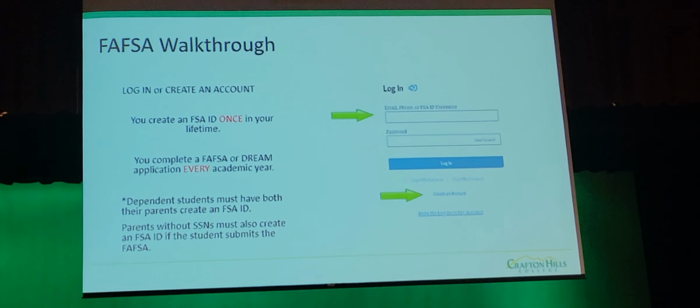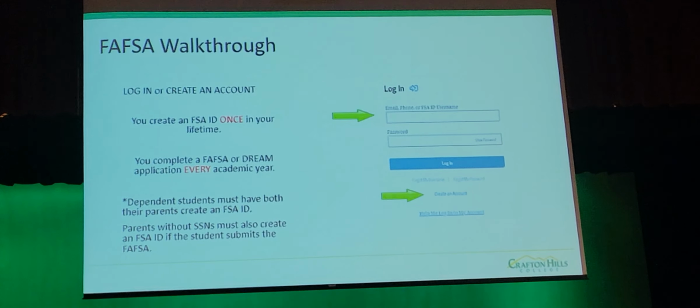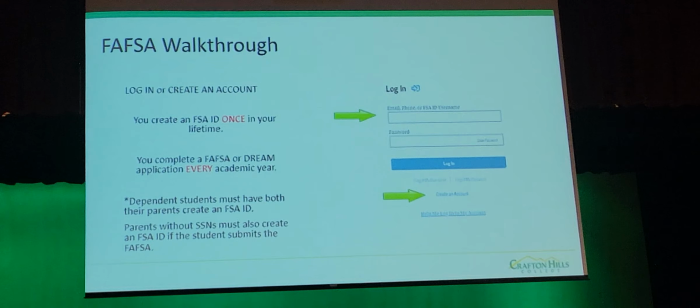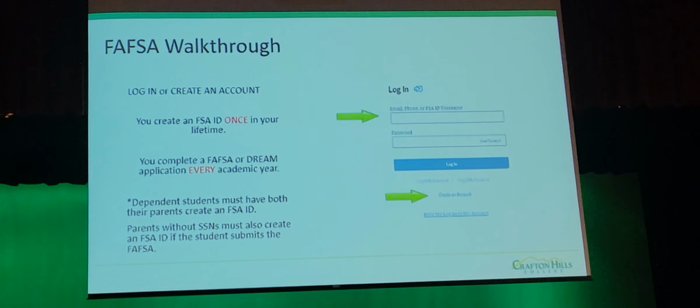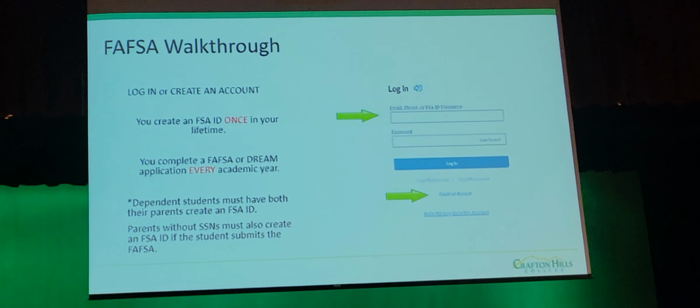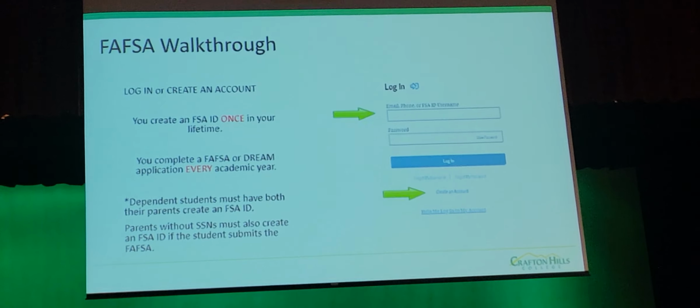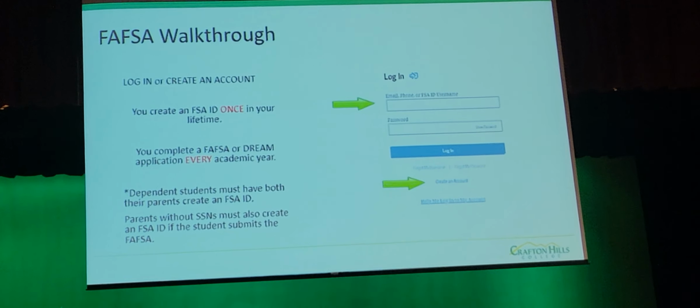For the parents, if you have any children who have already gone to college, they might have already created you an account. The account is associated with your social security number, so your second kid can't make another account. So just try to communicate if you have siblings, because you might already have an account.